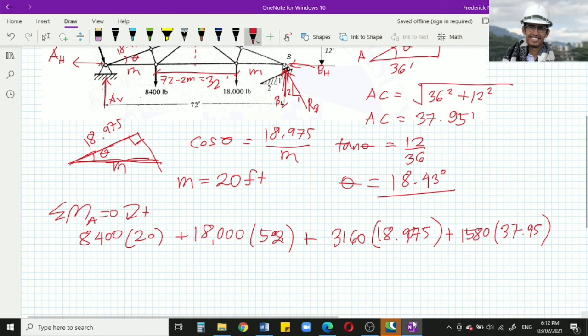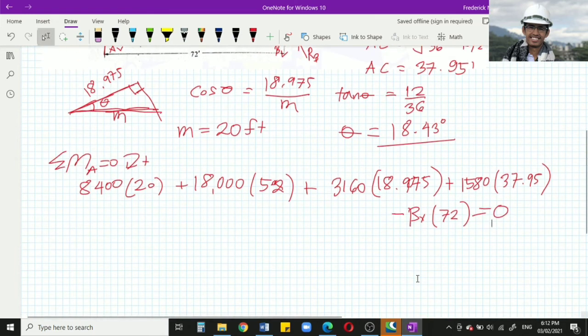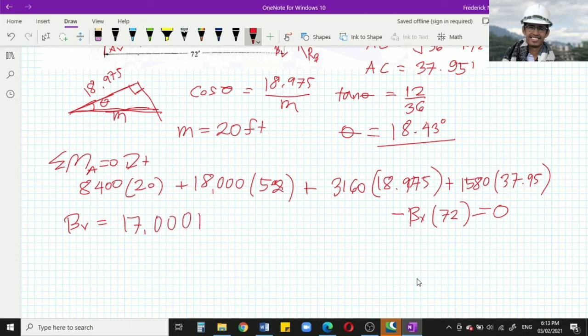And then yung last is yung BV natin. So yung BH hindi na natin mai-rotate kasi concurrent siya sa point A. So yung BV na lang. So that will be minus, kasi counterclockwise, minus BV times 72 feet is equal to 0. So masosolve natin yung BV natin. So that will be B vertical is equal to 17,000 pounds upward. Okay?